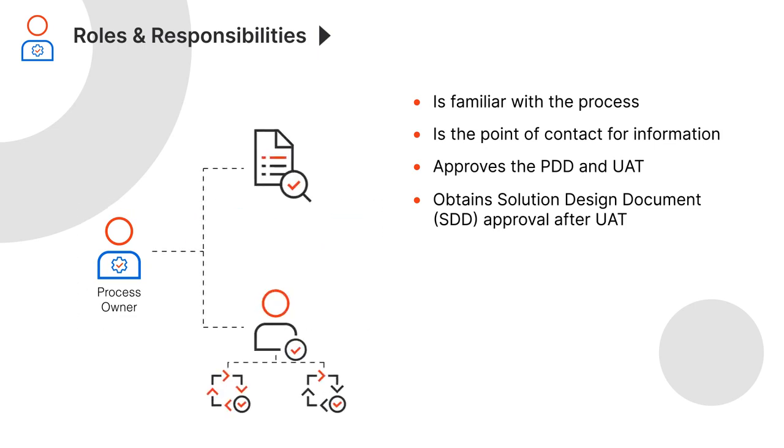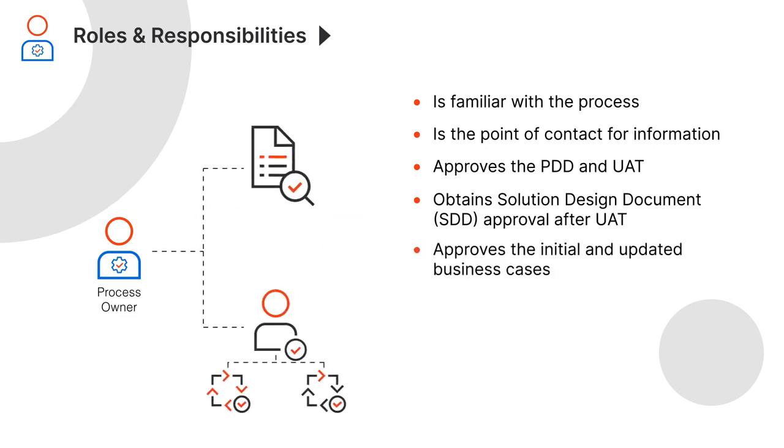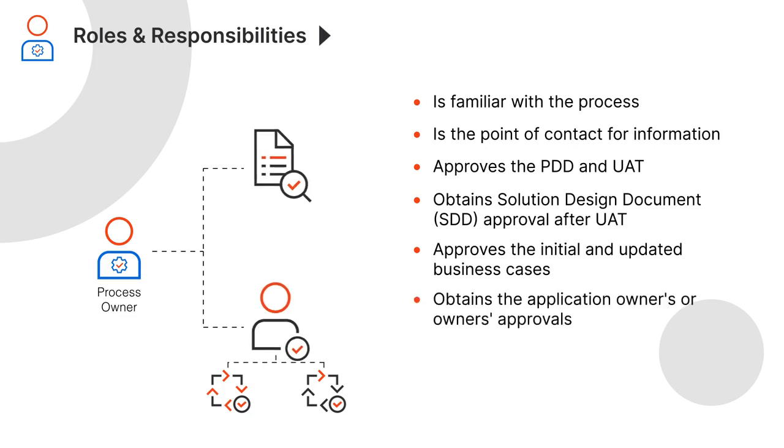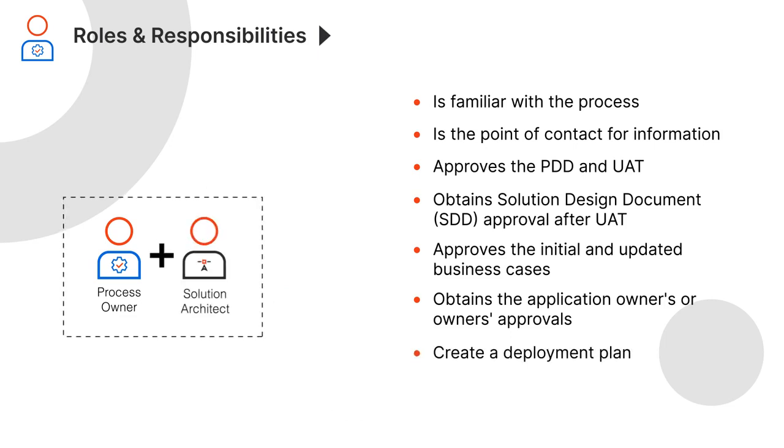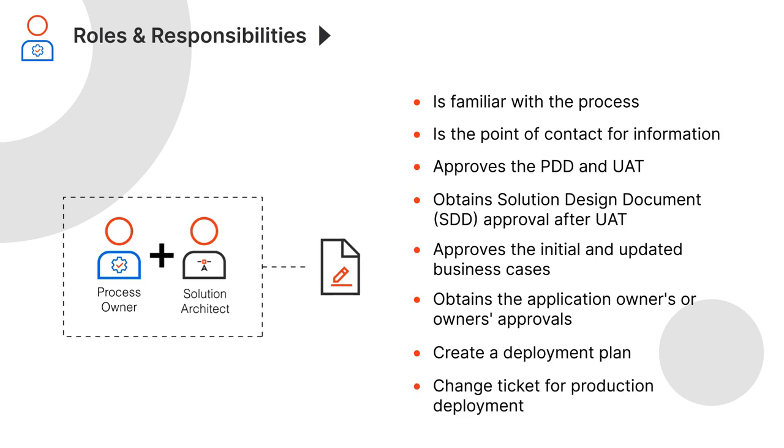Among the process owner's key responsibilities are approving the initial and updated business cases, and obtaining the application owners' approvals of the as-is and to-be high-level designs. Additionally, they create a deployment plan together with the solution architect and a change ticket for production deployment.